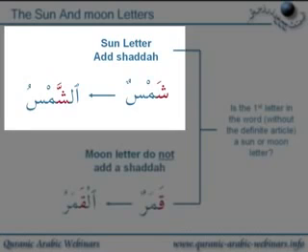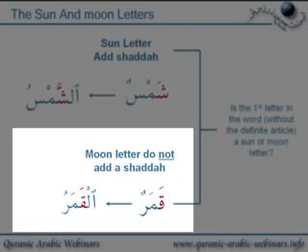Now, let's contrast this, or compare it, whichever way you want to look at it, to a moon letter. So we do the same thing again. And the rule is, if the first letter is one of the moon letters, we do not add a shadda to it when we prefix the word with the definite article. So here we've got the word qamar. Sorry, we've got the word qamar, and the full word with the grammar would be qamarun. Okay, so indefinite noun. Prefix it with the definite article, it becomes al-qamaru. Okay, so we've dropped one of the dhamma.